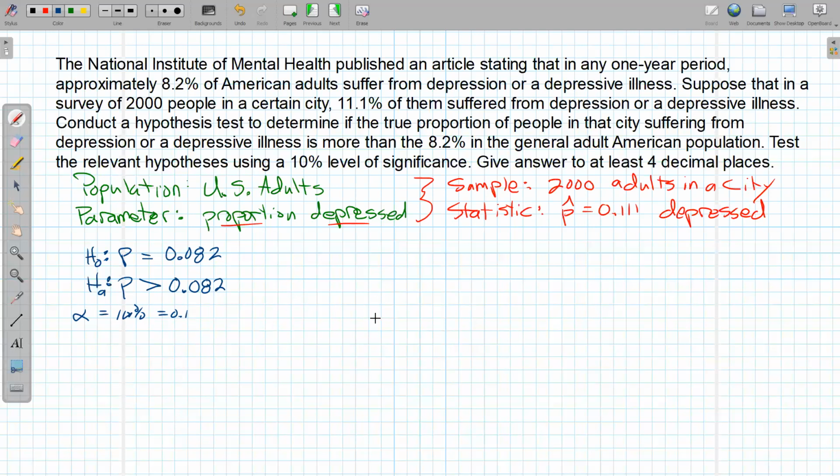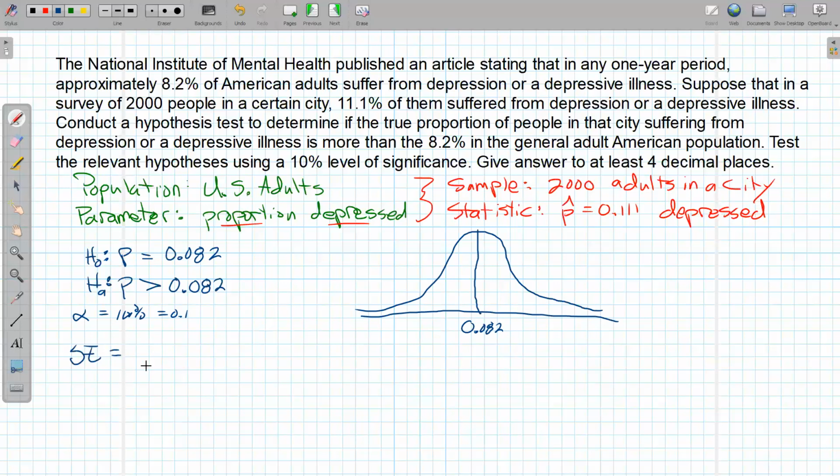So think about the distribution. This is a hypothesis test, and in a hypothesis test we always center on the null hypothesis. So 0.082 goes there. Now 11.1% is bigger, but how much bigger? Is it over here bigger or is it out there bigger? I don't know until I find the standard error to figure out how far away it is. That's what the standard error measures. What's the spread here? So we have to find the standard error next.